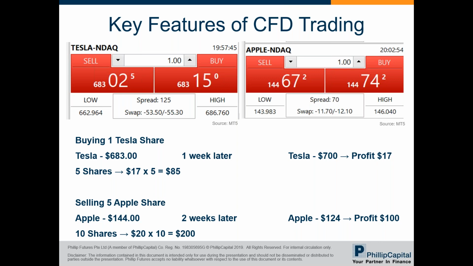On the different side, for example, let's say you are selling 5 Apple shares. You did a sell instead of a buy because you think the price is going to fall. So let's say you sold 5 Apple shares at 144 and 2 weeks later the price dropped by $20. Because 20 times 5, your profit would be 100. If you did 10 shares, then it'll be 20 times 10 equals $200 profit.